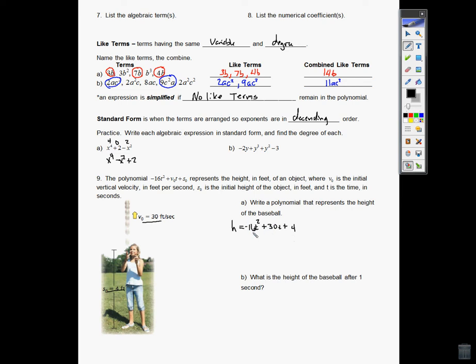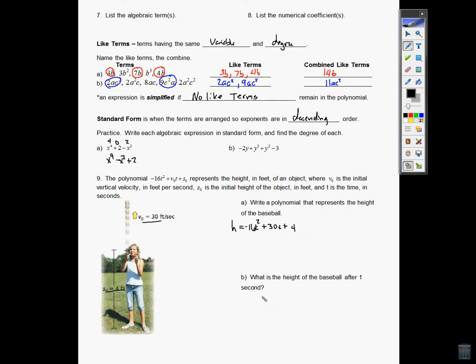And then this right here, this first term actually represents gravity. And we'll look at examples like this in a lot more depth later. But right now I'm really more interested in just using it. So I've written the polynomial. Fantastic. There's no like terms. This one has a t squared, this one has a t, this one has no variables, so no like terms, no simplifying, it's done. What is the height of the ball after 1 second?